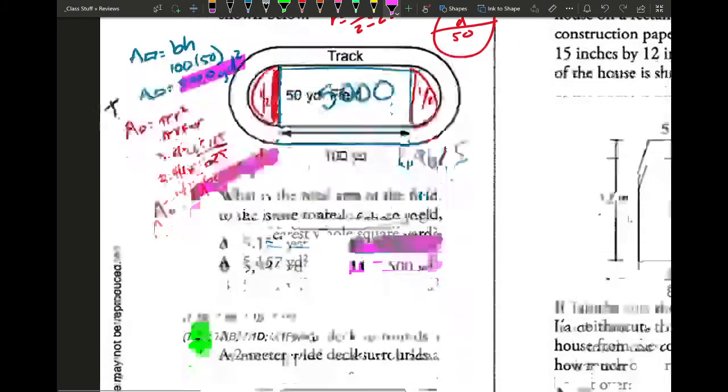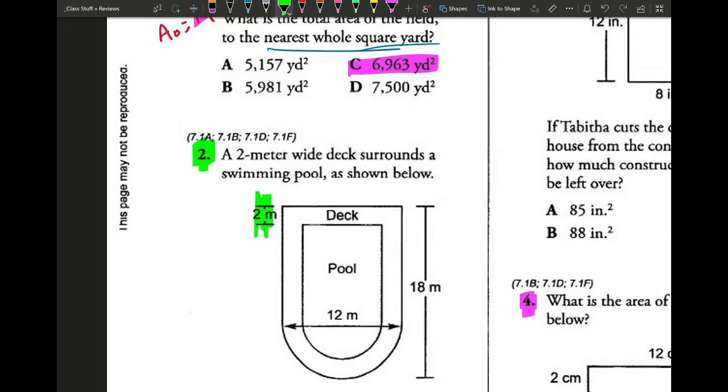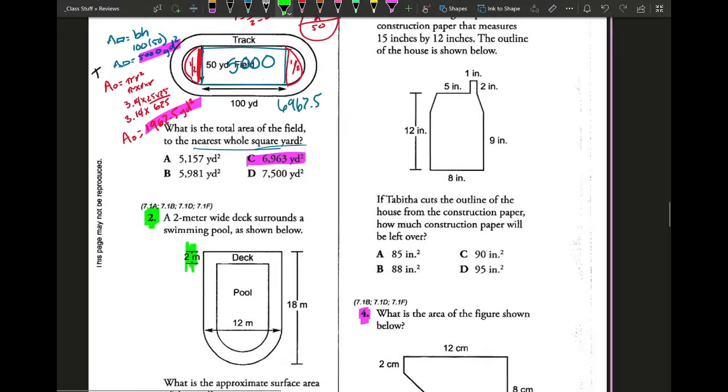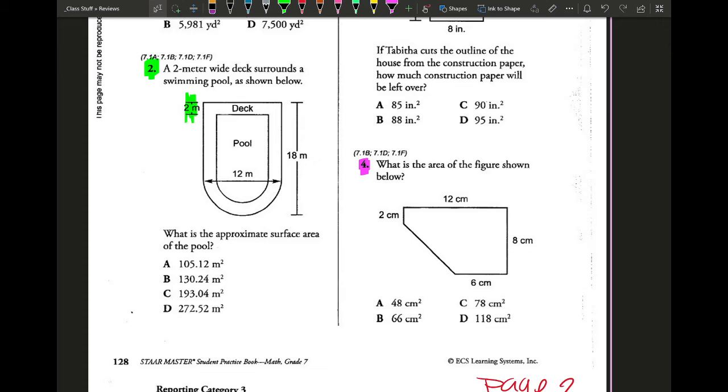Easy, right? Number 2 is very similar. However, you have to take into consideration the width of the track, or the deck in this case. So you're going to have to find the actual numbers for the inside, because you're looking for the area of the pool only. And in number 2, you have to find the closest to the area. It's not going to give you the actual answer. The actual answer is not in the answer choices, so pick the one that is closest to that.